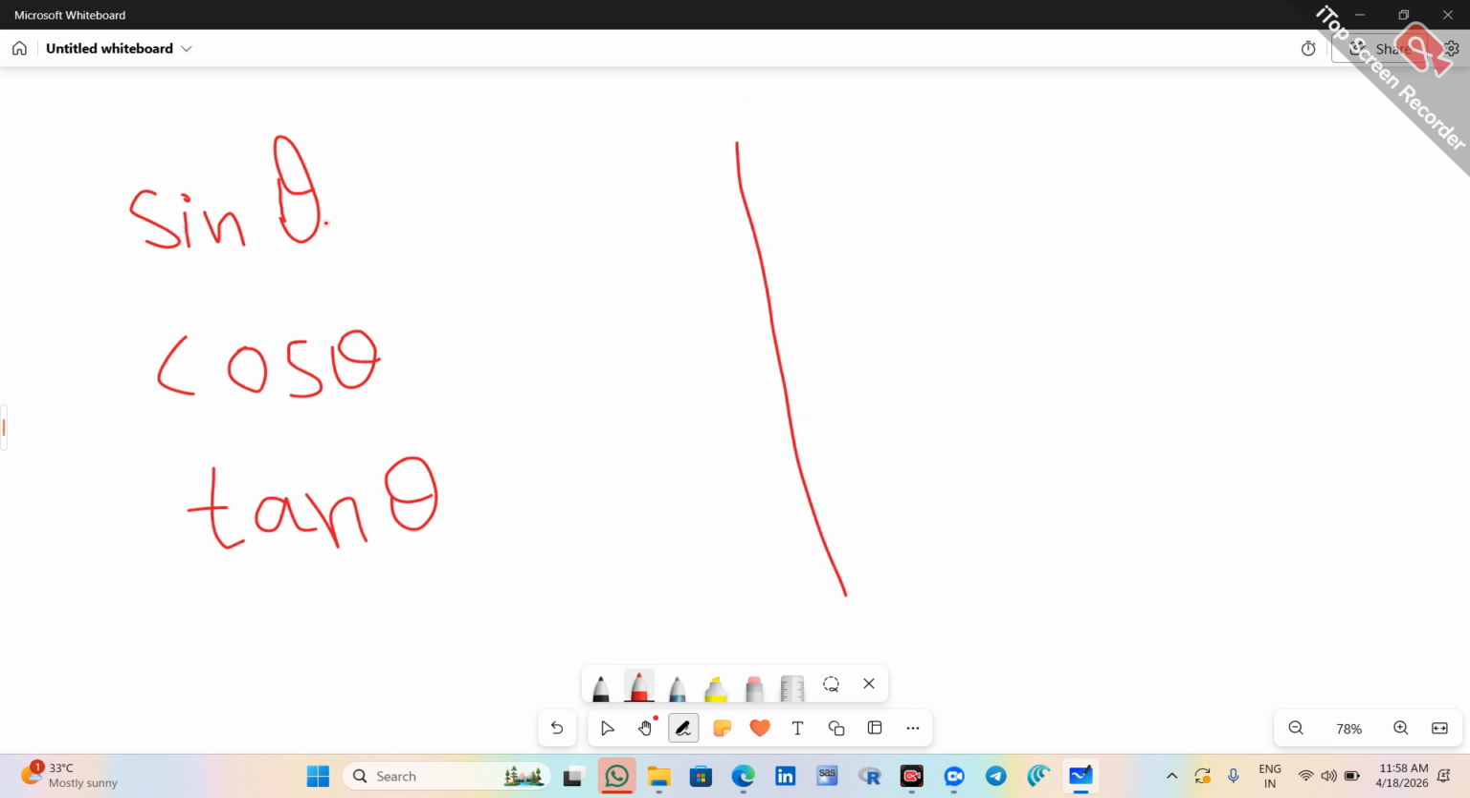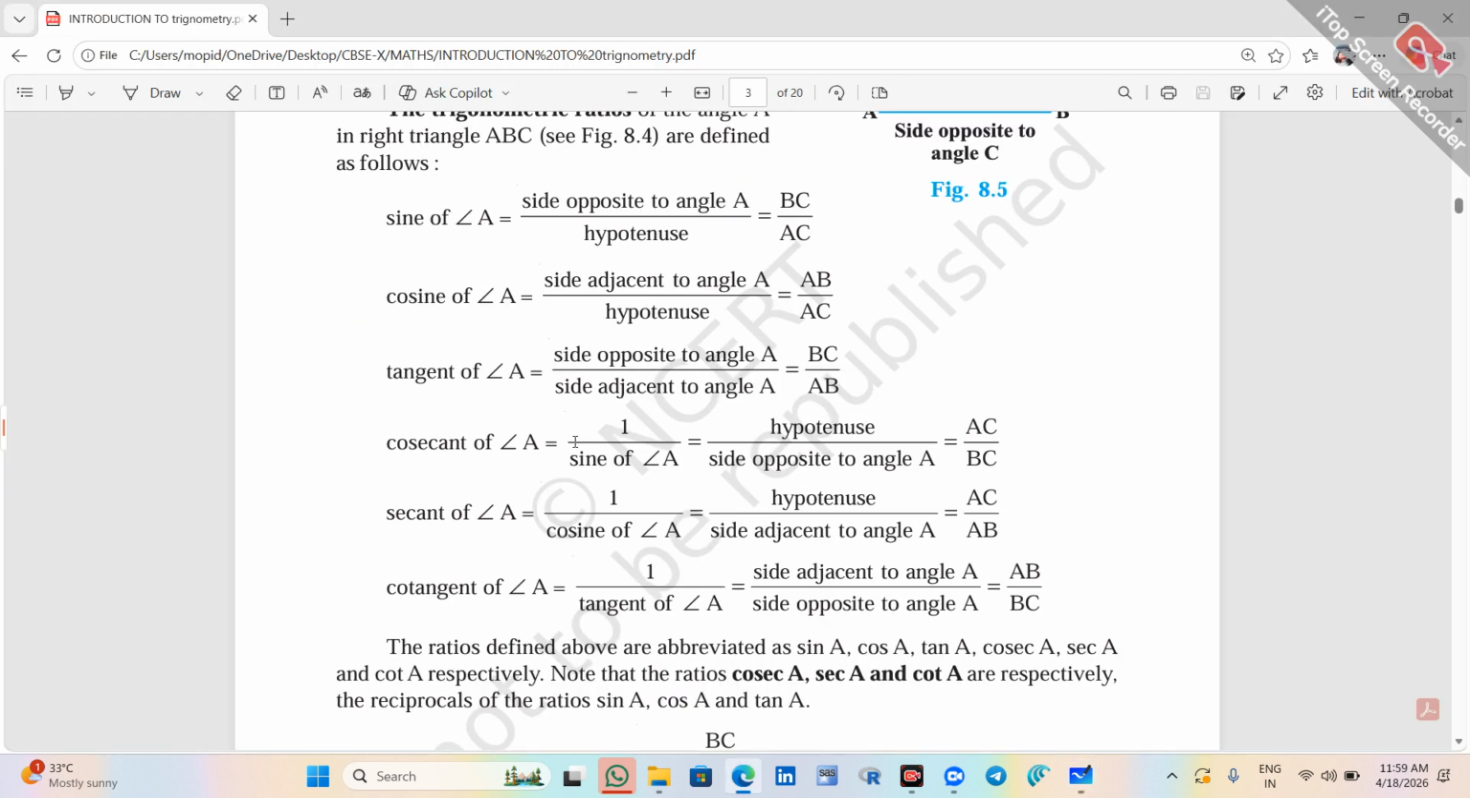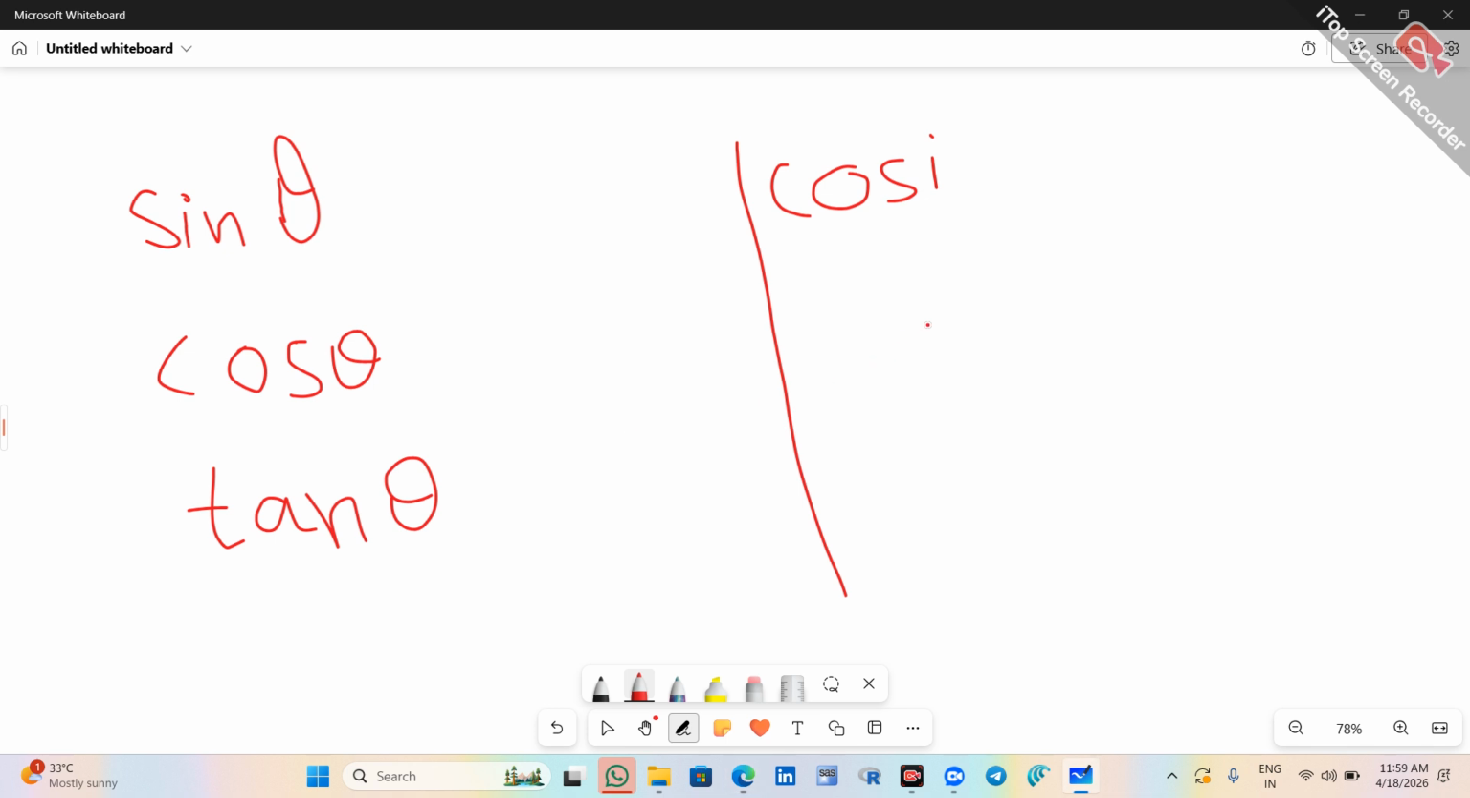Next, from these only we will get the other three trigonometric ratios. From sin theta, reversing sin theta, we will get cosecant theta. Just a minute, I will cross-check it. Cosine or cosecant? Cosecant theta, yeah.